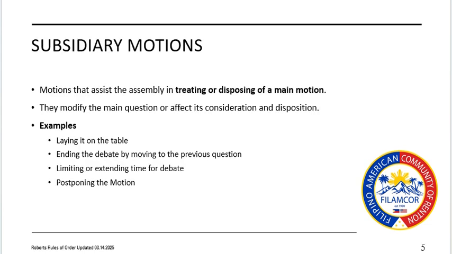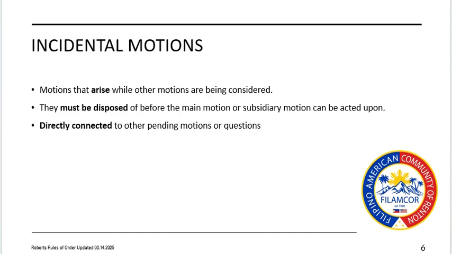Subsidiary motions. Motions that assist the assembly in treating or disposing of a main motion. They modify the main question or affect its consideration and disposition. Examples for board chairs: laying it on the table, ending the debate by moving to the previous question, limiting or extending time for debate, and postponing the motion.